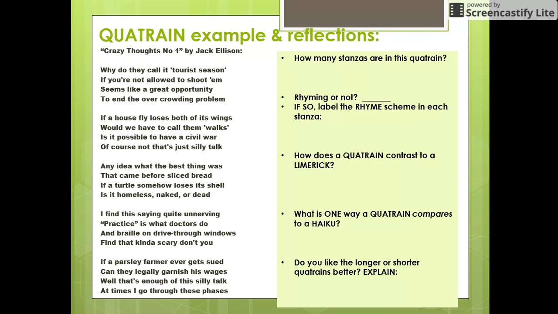When you're finished with all of this, bring your notes to your teacher so it can be checked and see if you can move on from quatrains.